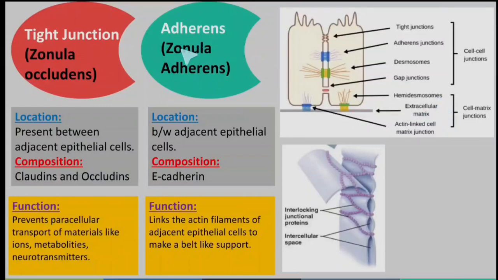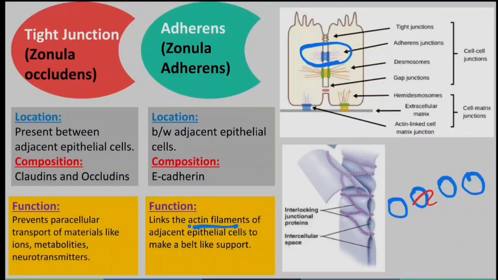Our next junction is adherens, zonula adherens. They're also present between adjacent epithelial cells. Their composition is E-cadherin. As you can see over here, this is our zonula adherens. The thing about zonula adherens is that they will link the actin filaments of the adjacent epithelial cells, and they will make a kind of belt-like structure.